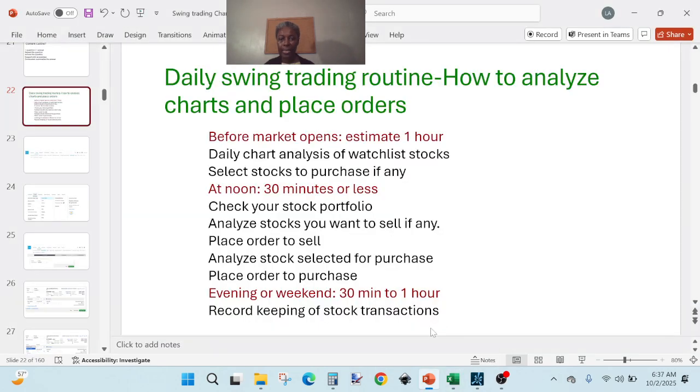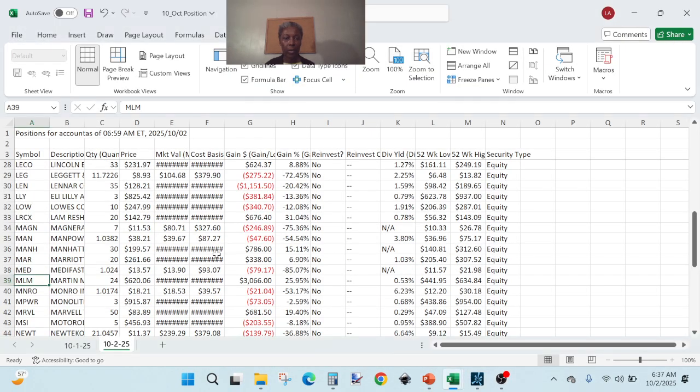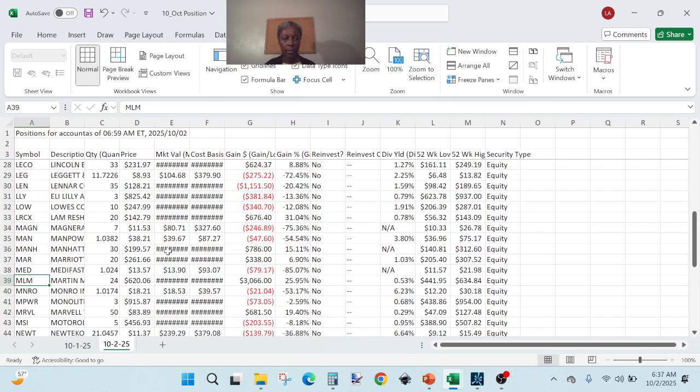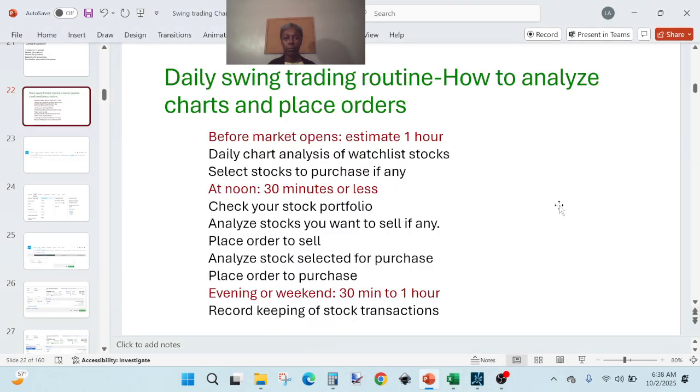So that is the routine that you'll go through, and at the same time it will be good to pull your account positions to take a look at how the stocks are doing. Otherwise you can do that around noon before you sell or buy anything. You can take a look at your account portfolio. It's good to take a look at it and then decide if you want to sell something and decide if you want to buy something.